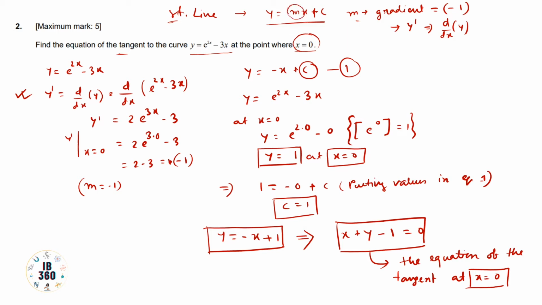Now how will you find the gradient? You just have to differentiate with respect to the independent variable. Here the independent variable is x, you have to keep that in mind. So I have taken the derivative with respect to x, and I have found the normal equation. After that, at x equals 0, we have found the value of m. In this way you can solve this problem. It was also a very easy problem.